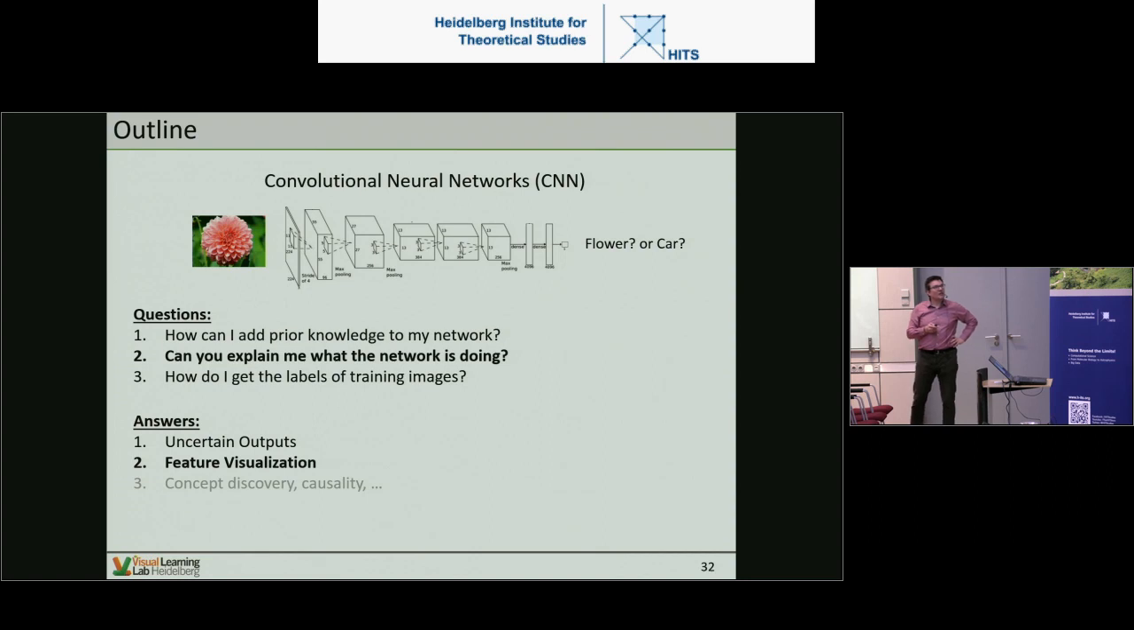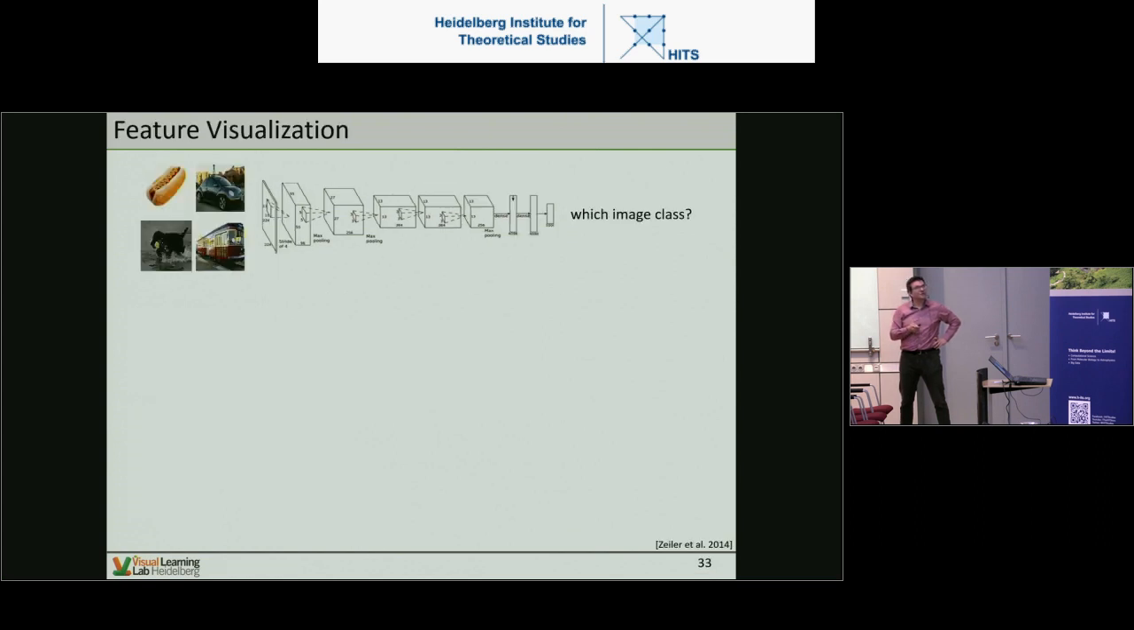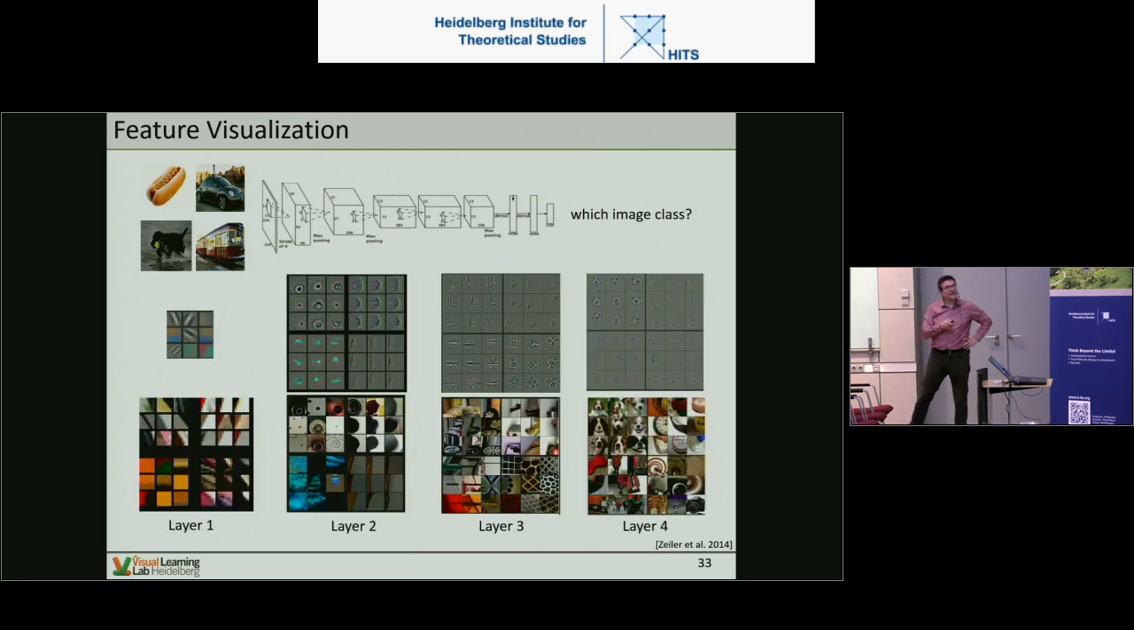Okay, so the next one is feature visualization, the next topic on explainable machine learning. This is not our work, but it's just to show you what's currently ongoing in the community. So here is again this convolutional neural network, taking an image and giving out what class it is. Now an interesting question you can ask is: give me a neuron at a certain depth in this convolutional neural network and generate images which excite this neuron as much as possible.